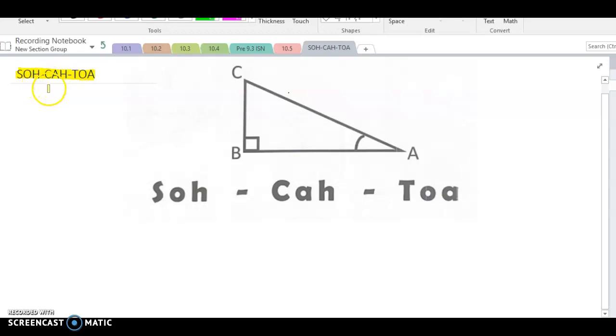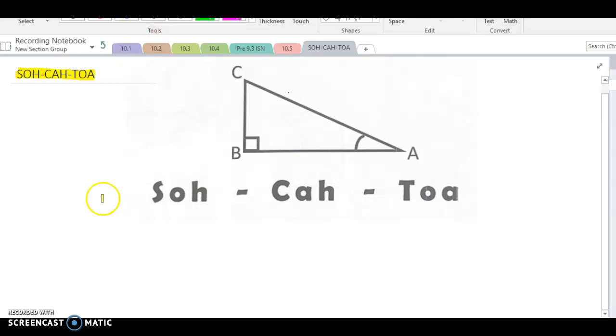Honestly, if you just pause this and say it 20 times, SOH-CAH-TOA, SOH-CAH-TOA, SOH-CAH-TOA, it'll stick in your head and you won't have to worry about memorizing it. But you would do yourself a big favor if you did memorize it. All right, now, SOH-CAH-TOA is an acronym.